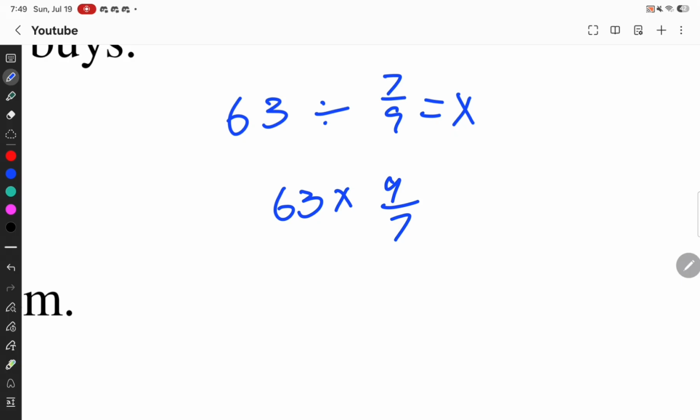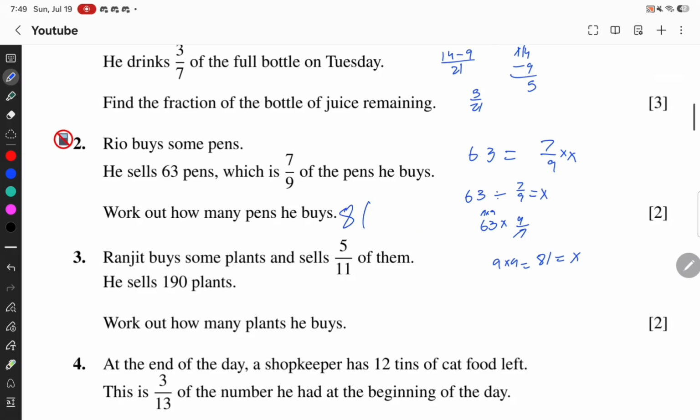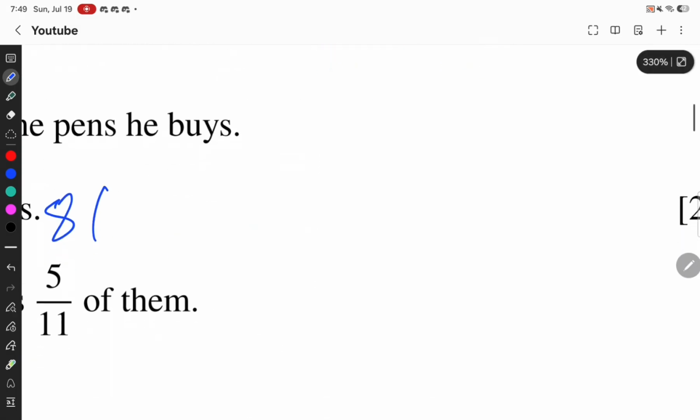This is 7 times 9. So 7, we got 9 times 9 equals 81. Meaning he had 81 pens. How many pens he buys? He bought 81 pens and sold 7/9 of those pens. It is 63. You guys can verify this. 81 times 7/9 equals 63. Indeed.